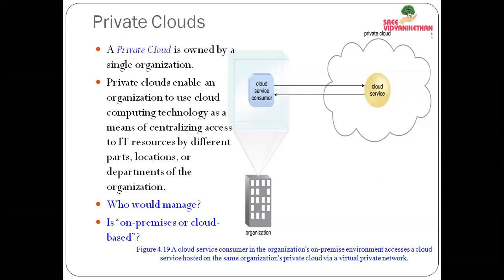So if you remember, I had told you about on-premise and off-premise. On-premise is nothing but the organizational network. Off-premise, I had told you, is the cloud network. So a private cloud resembles an on-premise network, but in a cloud environment. That's about the private cloud.